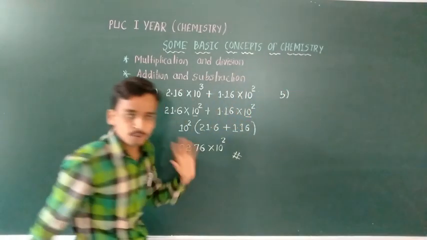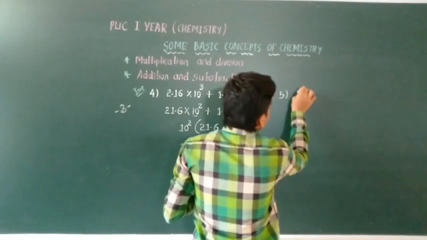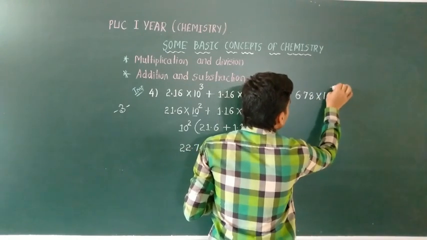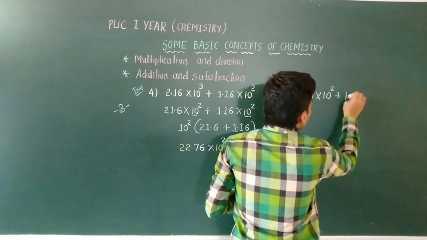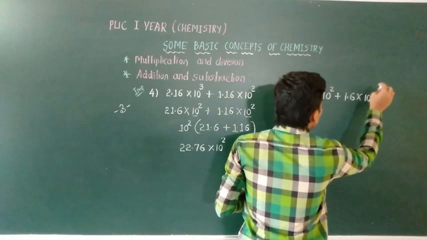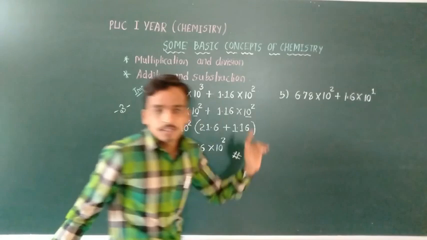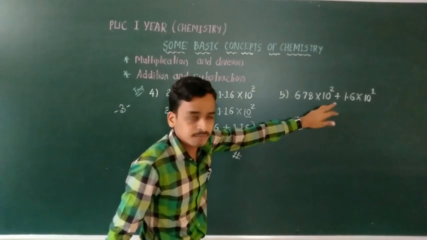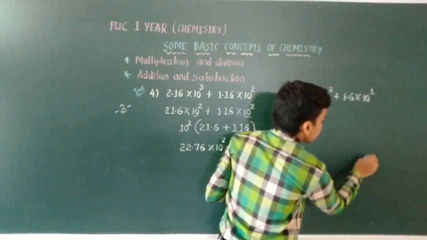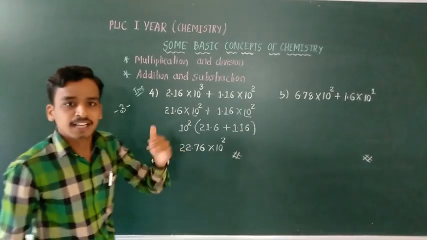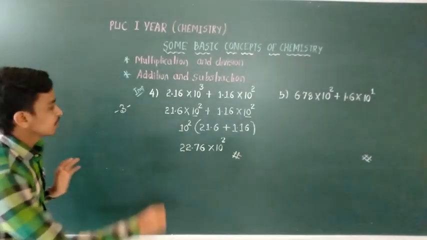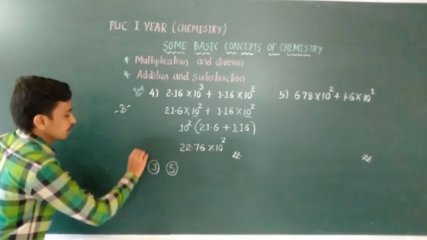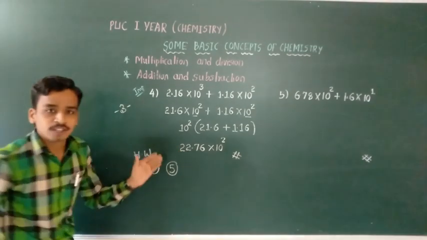Write down the fifth problem as homework, using the same method: 6.78 into 10 to the power of 2 plus 1.6 into 10 to the power of 1. To solve this with the same method, here also 2 has to be converted into 1, and after that you get one simplified number, which you have to report in the comment section. The homeworks are problem number 3 and problem number 5, and these you have to report in the comment section.